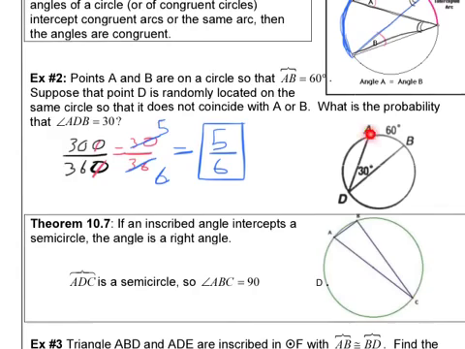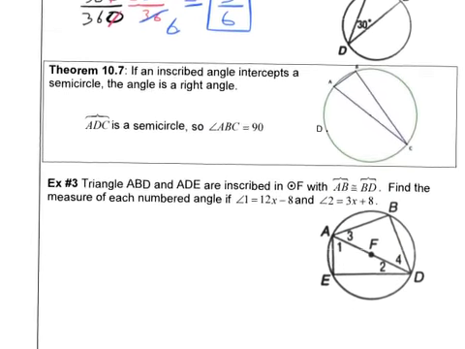Okay, well, since I knew this was 60 degrees, I knew the rest of it was 300, because 300 plus 60 makes 360. So I put 300 degrees is all the times that it works out of a total of 360 degrees, and then I just started reducing. First I canceled out the zeros, giving me 30 over 36, then I pulled out a 6 of each, and I got 5 over 6. And that's actually the answer. The probability is 5 out of 6. And that's it.